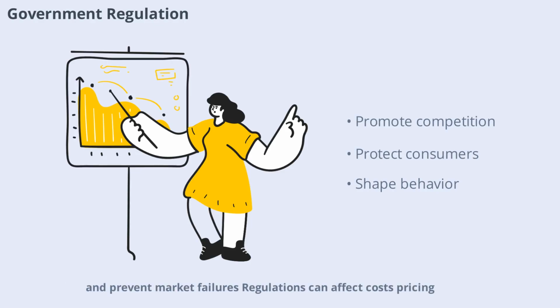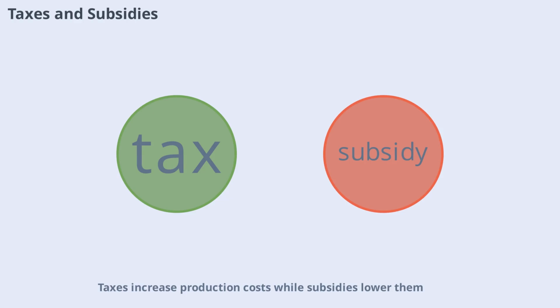Regulations can affect costs, pricing, and firm behavior, shaping the overall business environment. Taxes increase production costs while subsidies lower them. Governments use these tools to influence firm behavior, encourage or discourage certain activities, and achieve policy goals like environmental protection or job creation.